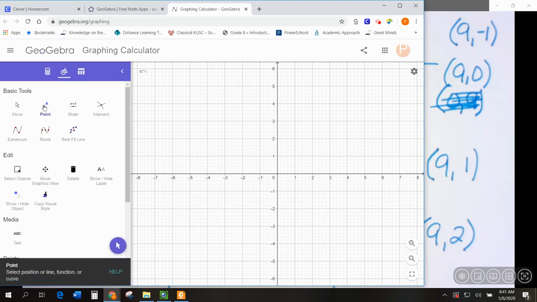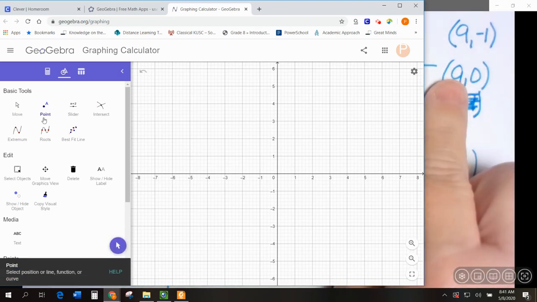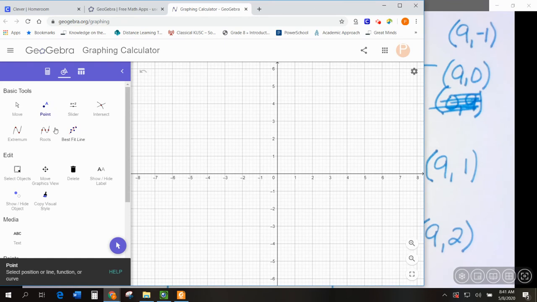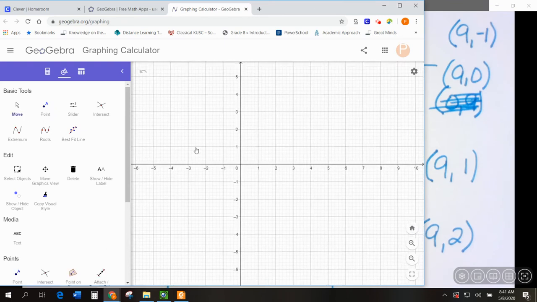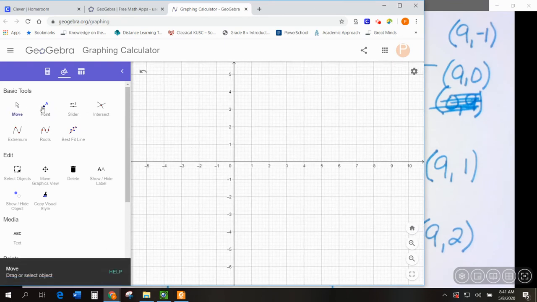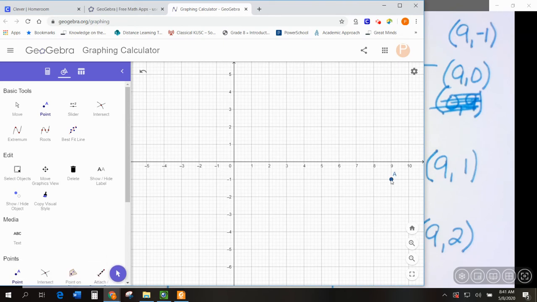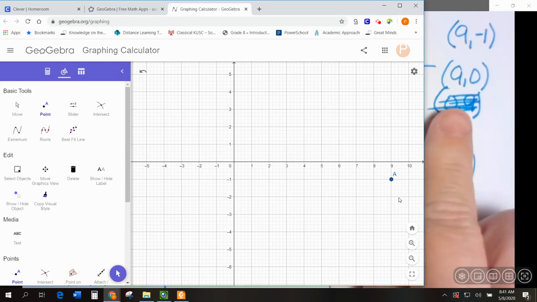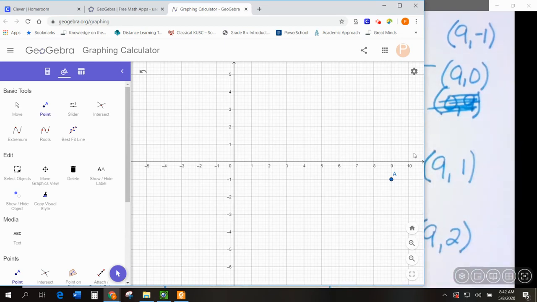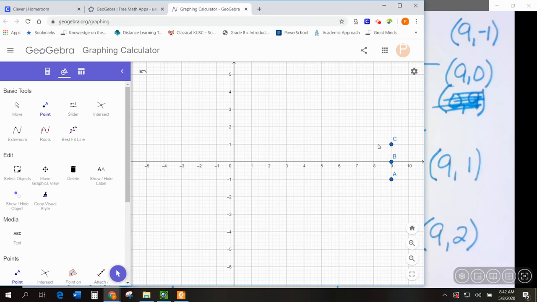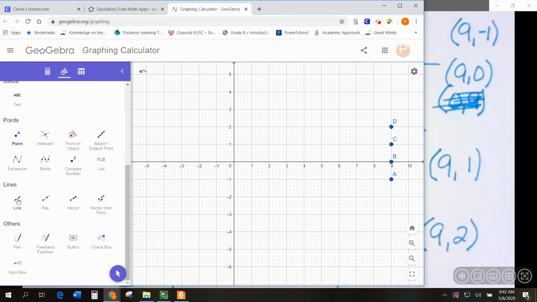We're going to do our points. And this time we're going to go 9, negative 1. So let me move this just a bit over here. So we're going to go 9, negative 1. Then we're going to go 9, 0, 9, 1, and 9, 2. We're going to draw a line here.